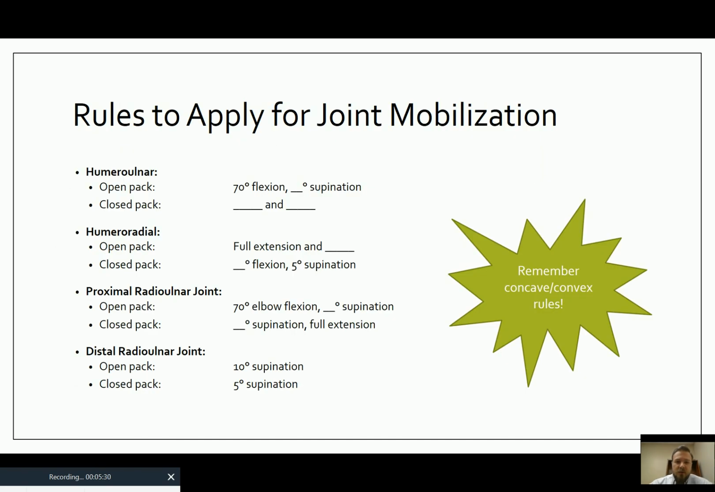So, rules to apply for joint mobilization. We know through our kinesiology on the previous slide that at different times and different motions there are different slides and glides. So I want you guys to review also the open and closed pack positions for all of the joints of the elbow. I've left these spaces intentionally blank for you to fill out, and I don't think you'll have any hard time filling this out. I want you to apply yourself in your own slides here. We will go over this in class.